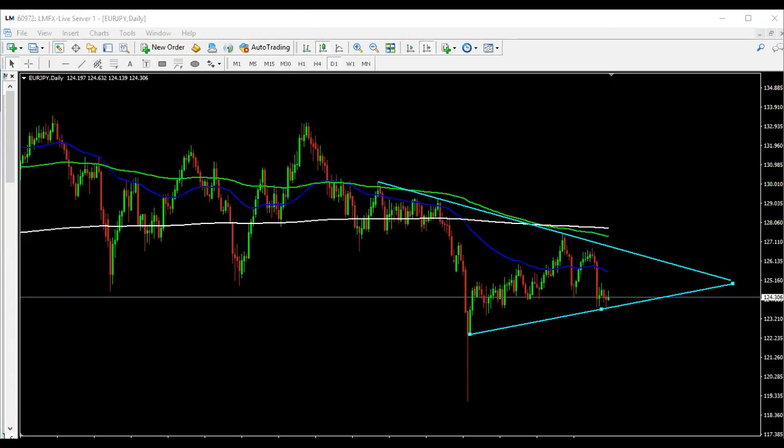But what you can see is that this market was in a downtrend with a correction.